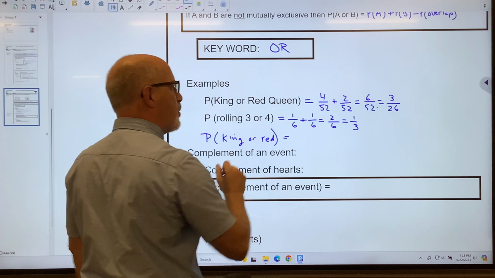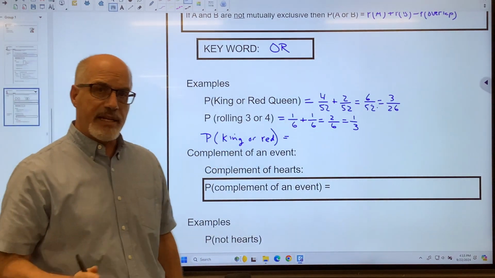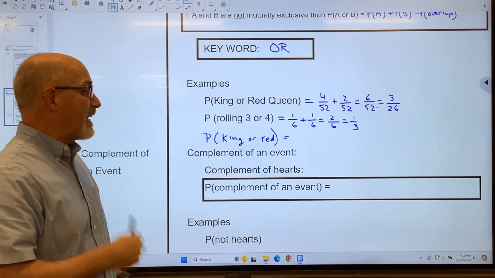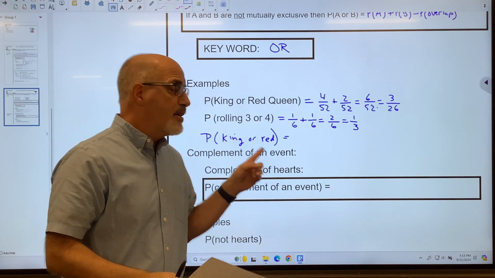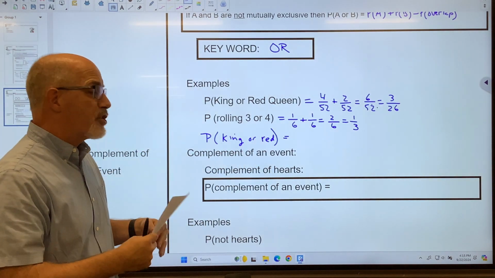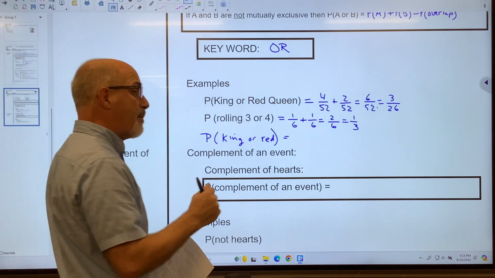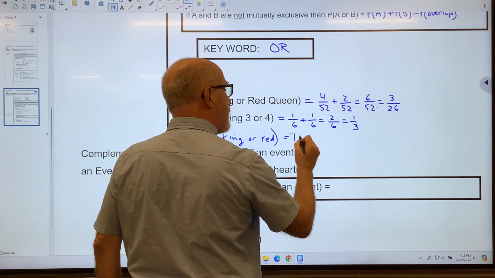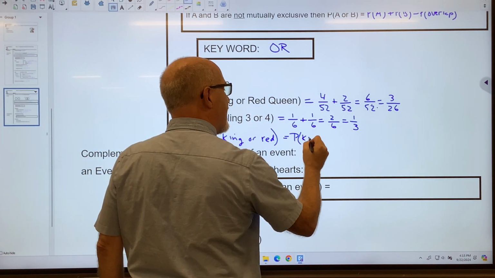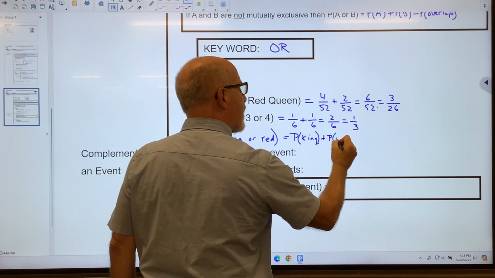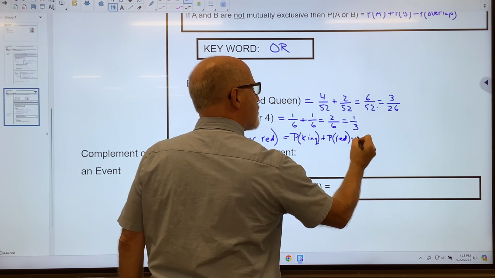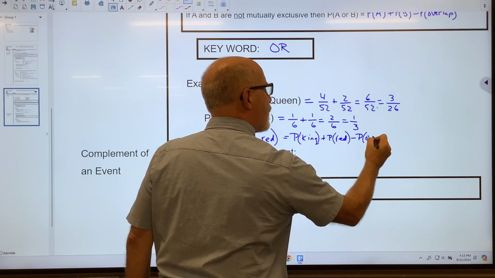Okay, so not red queen, but just a king or a red. Now, what we have to recognize is that there are 2 red kings in the deck. So if we're doing this, we've got to make sure that we see the overlap, because the probability of this will be probability of a king. We're going to add to it the probability of the red card, and we're going to subtract the probability of the overlap.